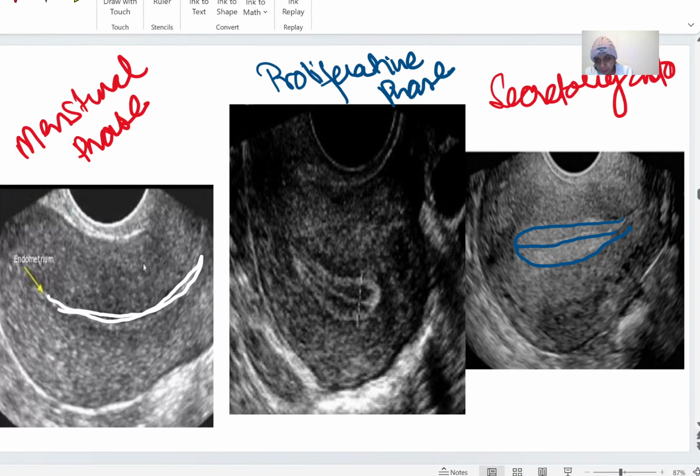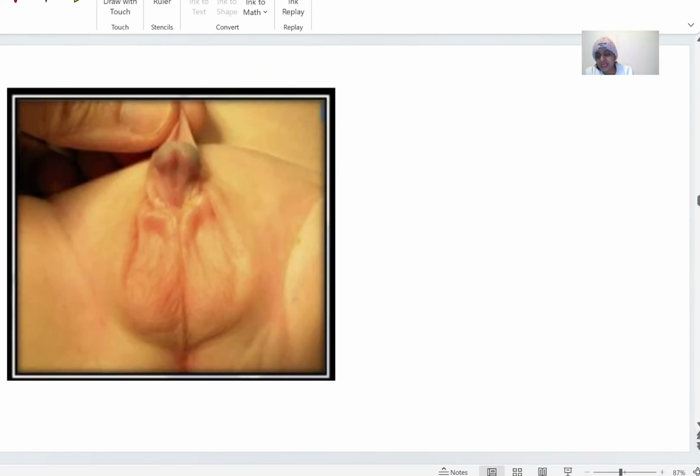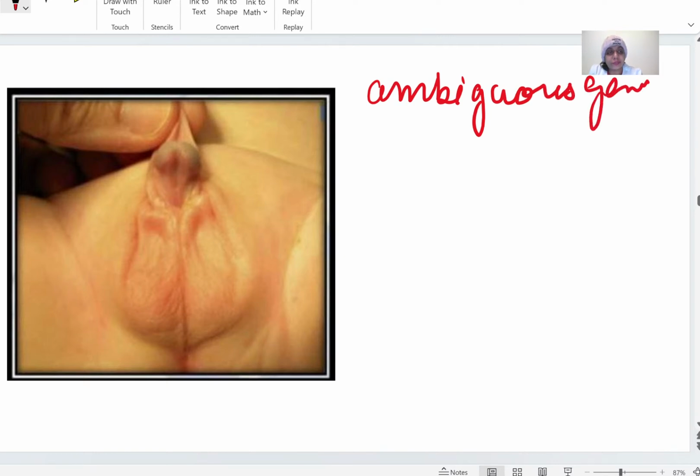What is this? This is ambiguous genitalia. You can see that proper scrotum and testes are not there. So what test will you order? A newborn baby delivered with ambiguous genitalia. What are the tests for ambiguous genitalia?